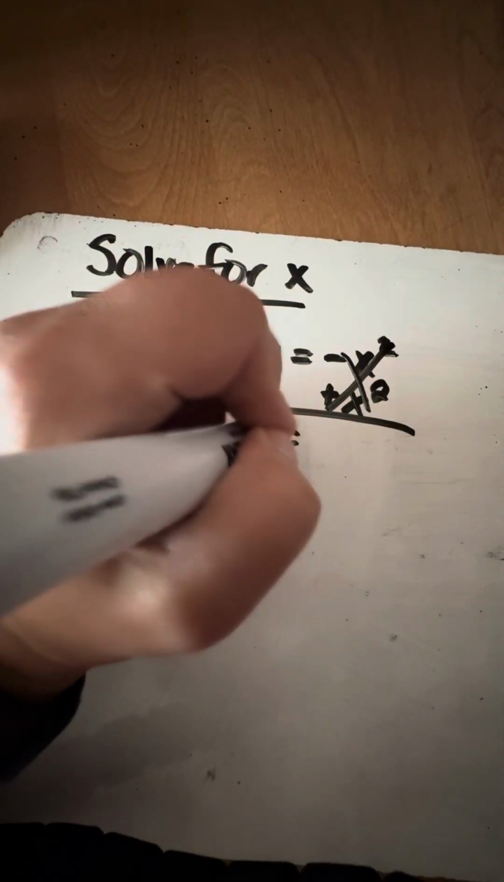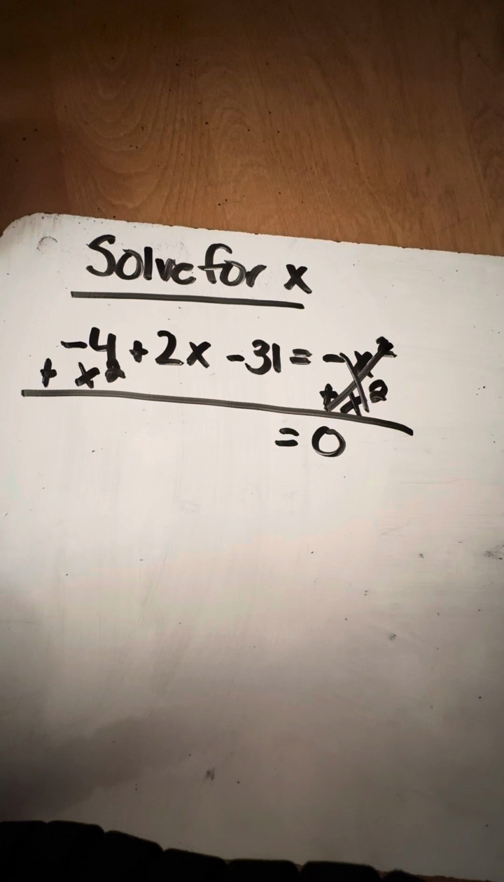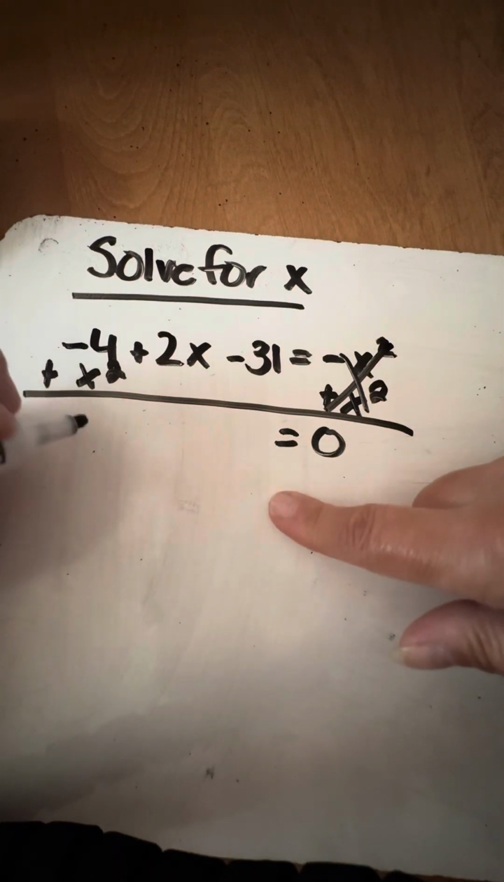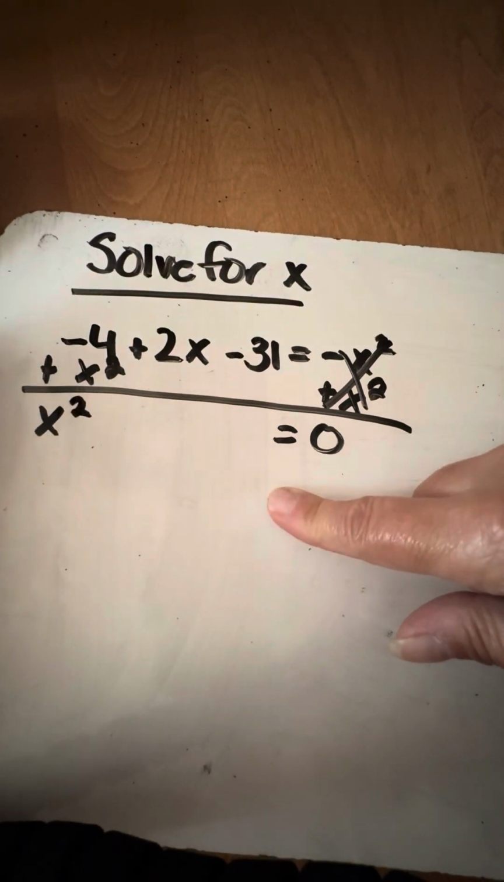So this is going to cancel each other out. Now in this case, we're going to have a 0 here, which is what we want. You want it to be equal to 0. Now, the x squared is going to be over here. You should write that first.